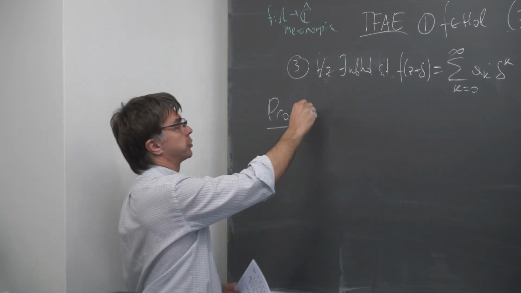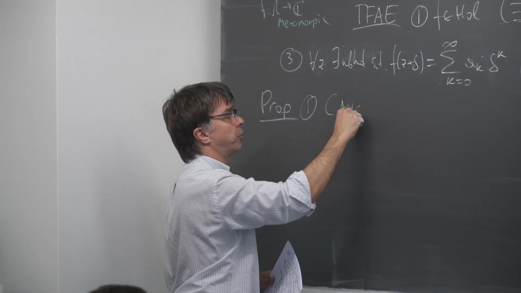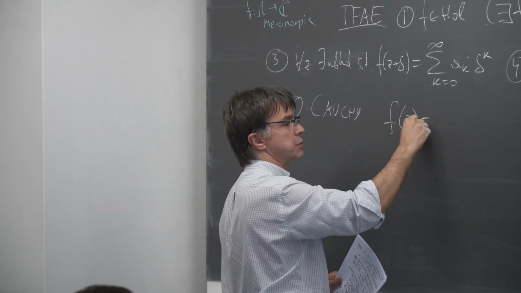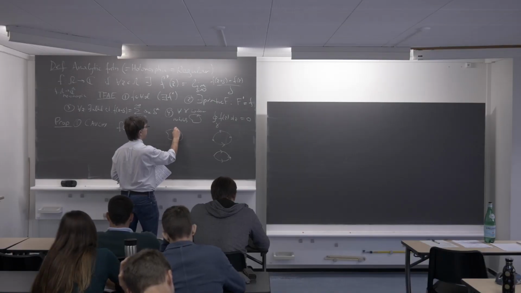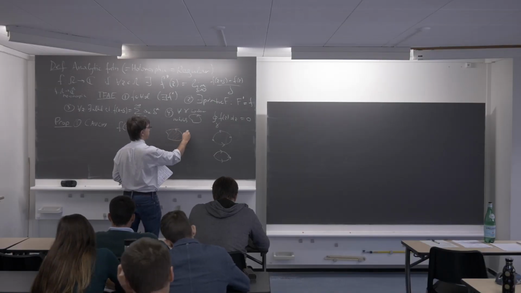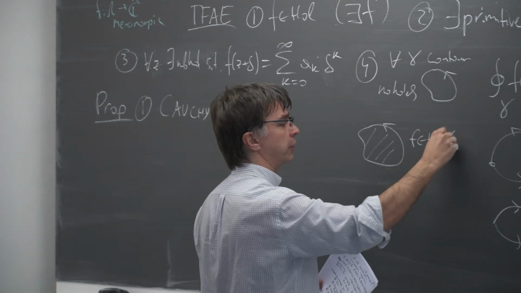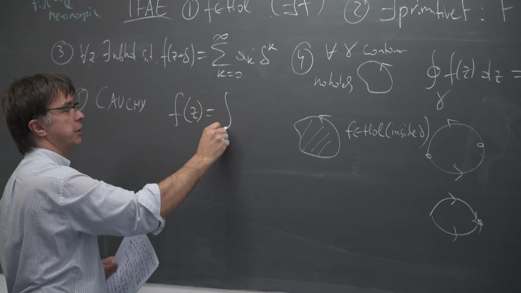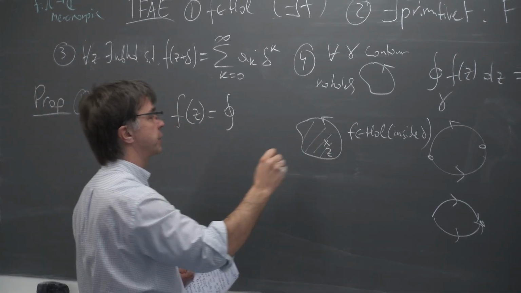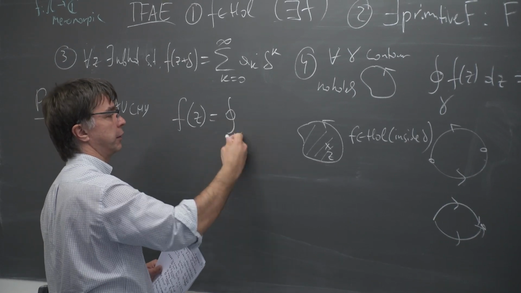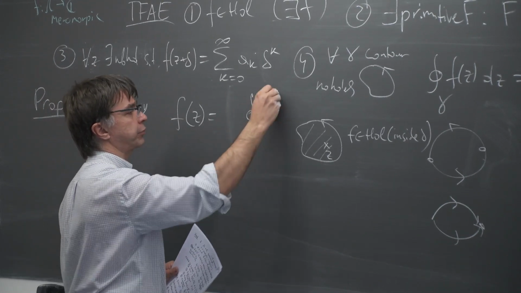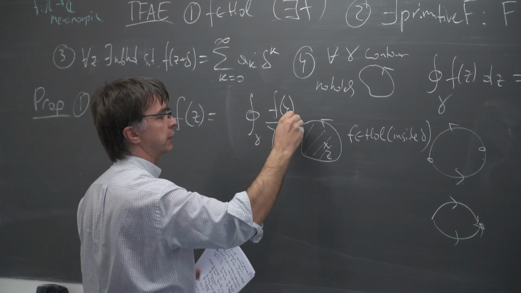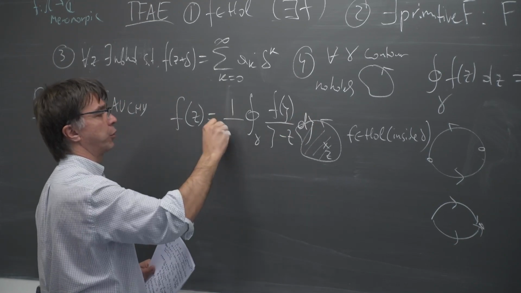So the most important property is the Cauchy formula. So it says that, again, we have a contour, and f is analytic, or holomorphic, inside of gamma. Then f of z is equal to, for z inside, 1 over 2 pi i times the contour integral over gamma of f of zeta over zeta minus z, d zeta.